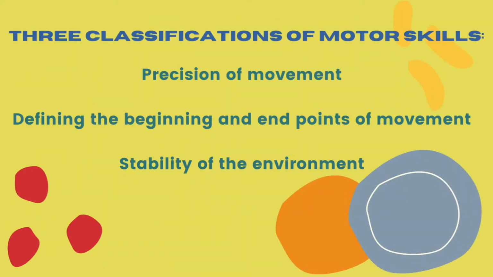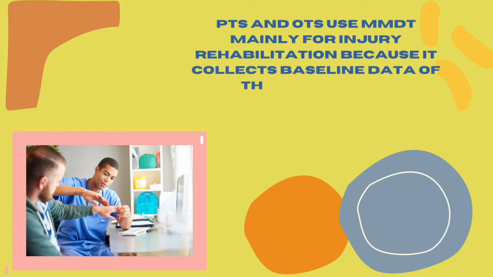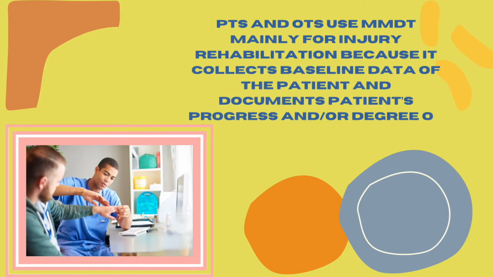It considers 3 classifications of motor skills: precision of movement, defining the beginning and end points of movement, and stability of the environment. PTs and OTs use MMDT mainly for injury rehabilitation because it collects baseline data of the patient and documents patient's progress and/or degree of disability.